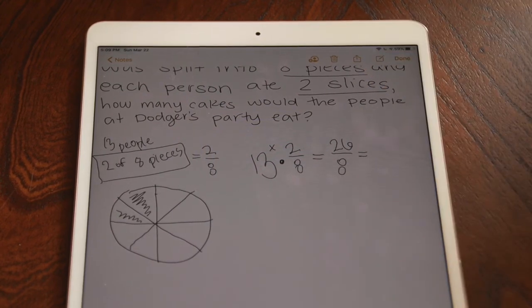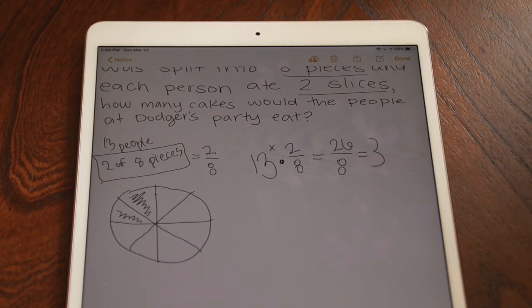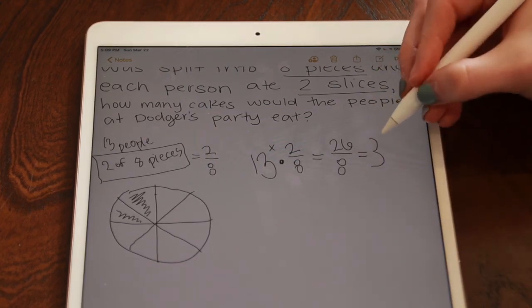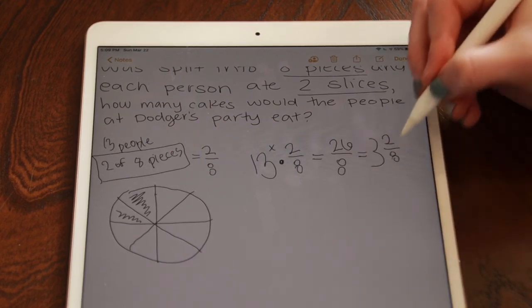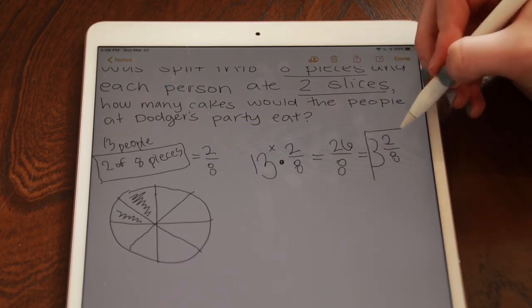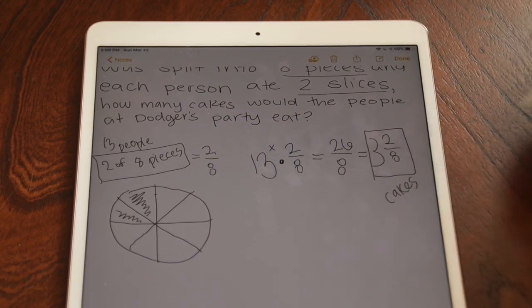Let's change it into a mixed number. So 8 goes into 26. Let's count. 8, 16, 24. So it goes in 3 times. And 26 minus 24 would give me 2/8. So they'd eat 3 and 2/8 pieces of cake.